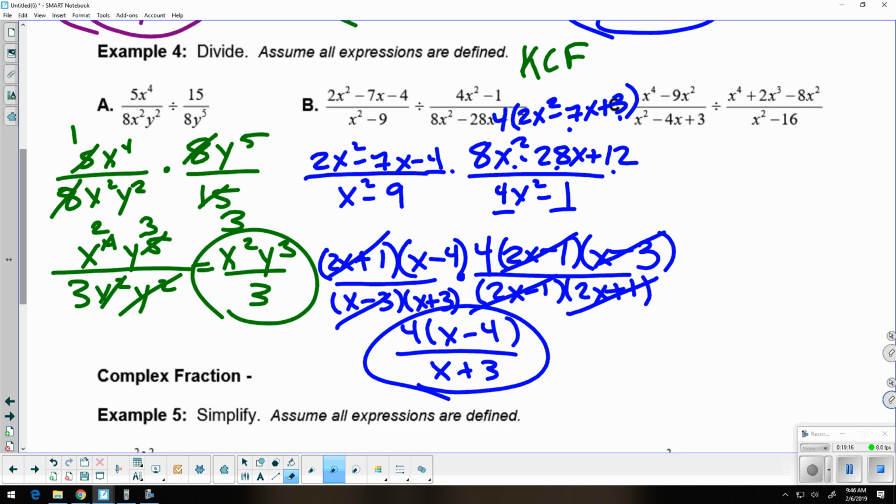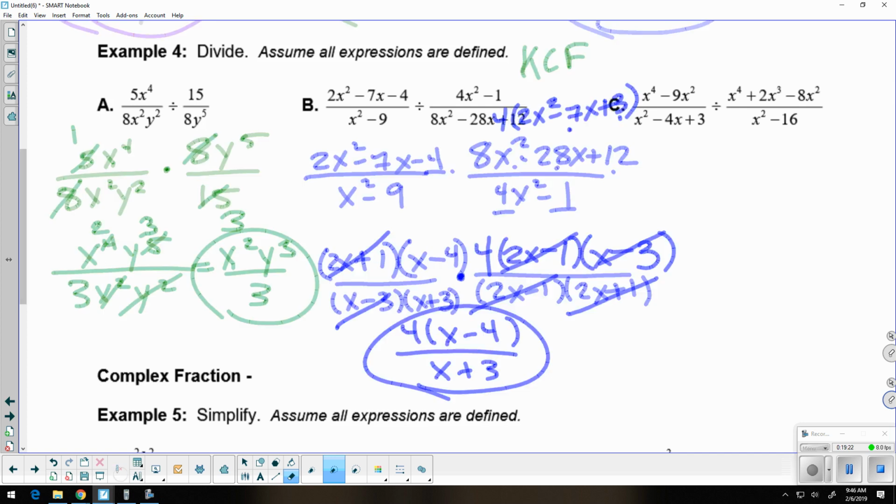I'm going to erase all this stuff just to give myself some more room since I'm writing kind of big here. So I'm just going to clear all that.